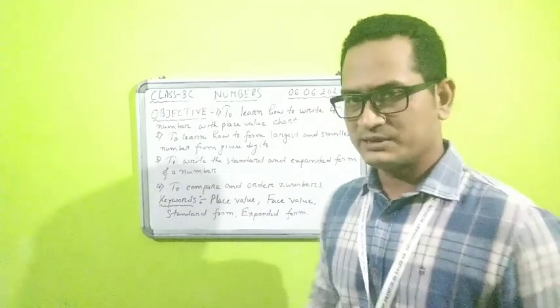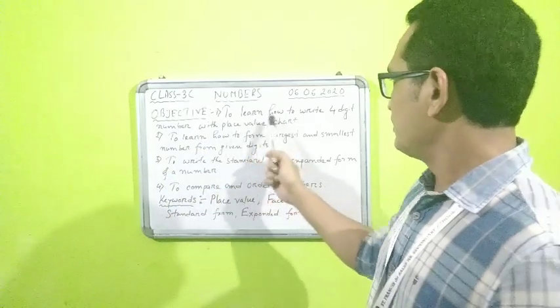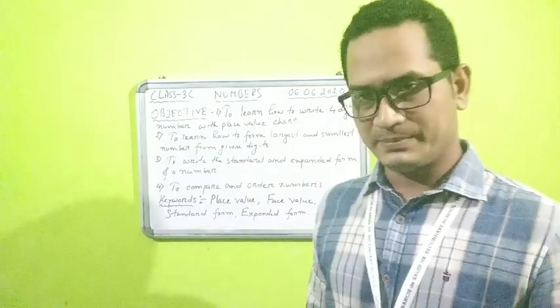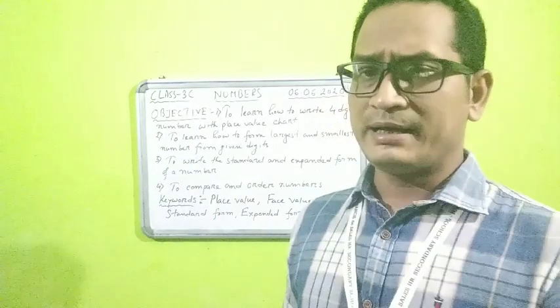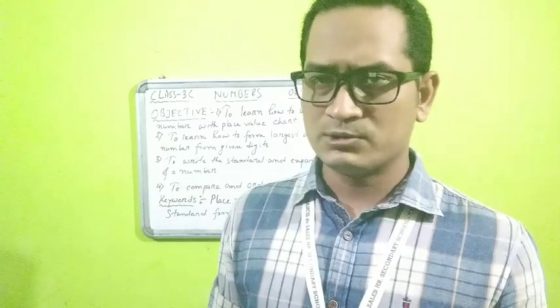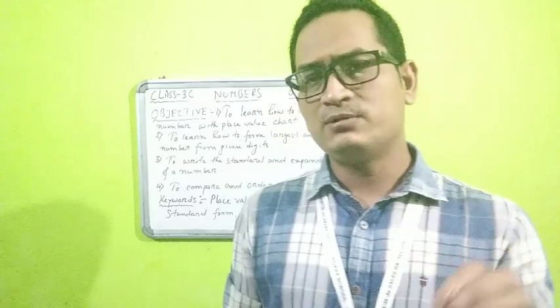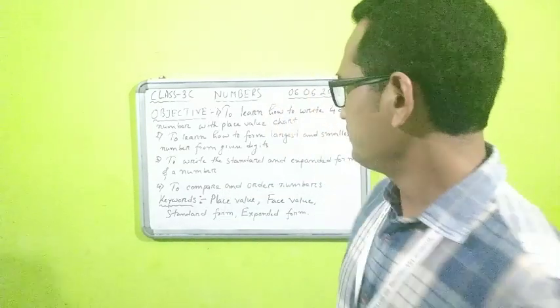So let us see the objective first, students. The first objective is to learn how to write a 4-digit number with a place value chart. That means how to write a 4-digit number. Now see, how to write a number means how to write the number in words also and how to read it also. Fine. And how to find out the place value of a particular digit in a number. So that we are going to learn.